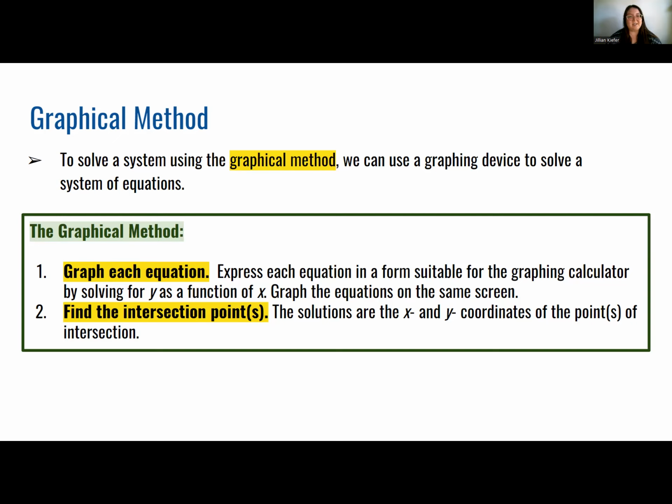So, all right, graphical method. To solve a system using the graphical method, use a graphing device to solve a system of equations. So, a graphing calculator of some kind.